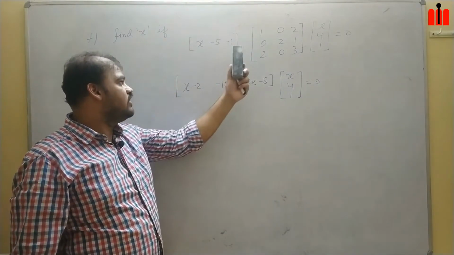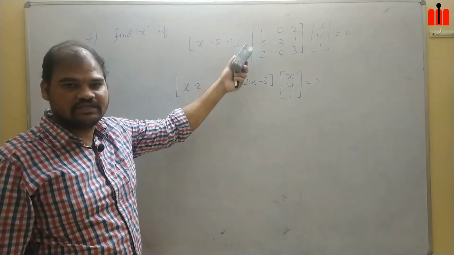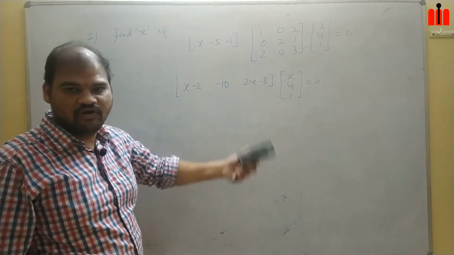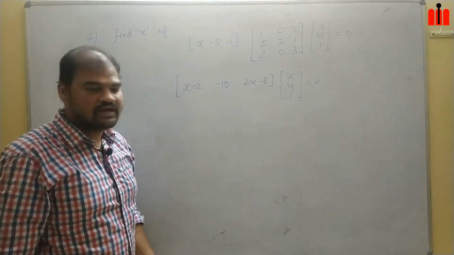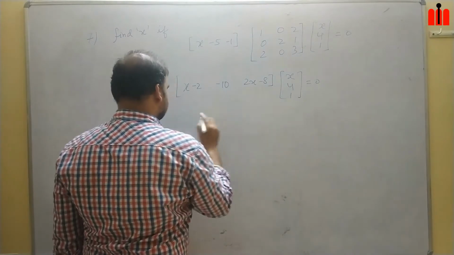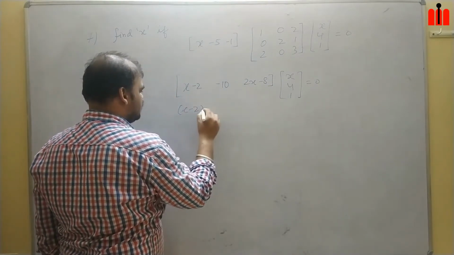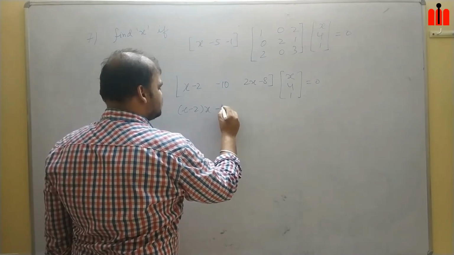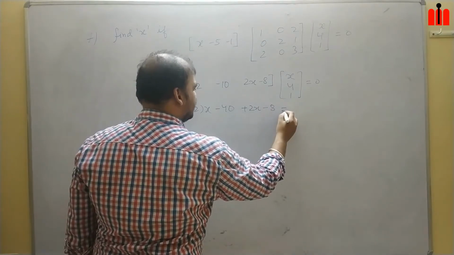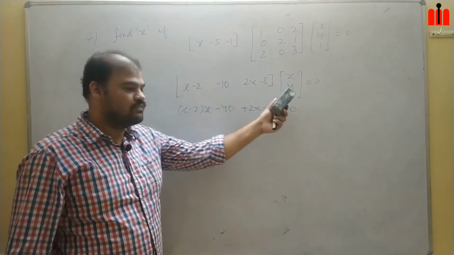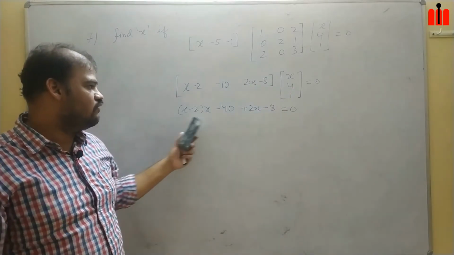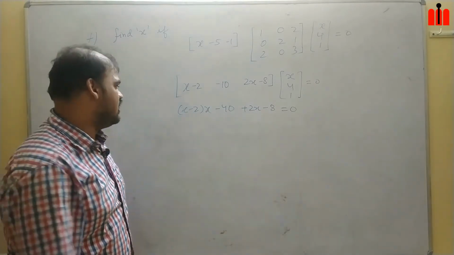Any doubt? What we had done, we had multiplied these two matrices first. So this is a 1 by 3 matrix and this is a 3 by 3 matrix, so the resultant will be a 1 by 3 matrix. This is that 1 by 3 matrix we had come up with. Now we will multiply these two. Then it will be x minus 2 into x, minus 2 into x minus 40 plus 2x minus 8 equal to 0. Once we multiply these two, this is 1 cross 3 and this is 3 cross 1, so at last we will get 1 cross 1, that is one element.